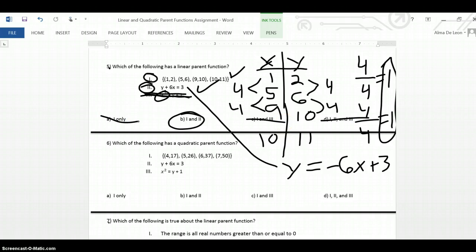Remember, to be a linear function, it's going to be a line, and if you graph it, if you look at the table, the rate of change is going to be constant, and you would never see something with an x squared in it.